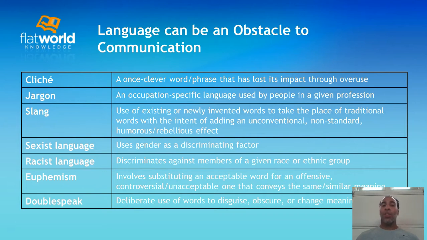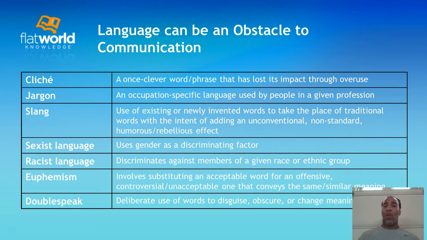Jargon, an occupation-specific language used by people in a given profession. The thing you have to really be careful with jargon is that you don't want to use that with customers or people that are outfacing, that aren't within your company and don't know what you're talking about. And me personally, I don't like acronyms. I just like to spell everything out so there's no confusion and people really understand.